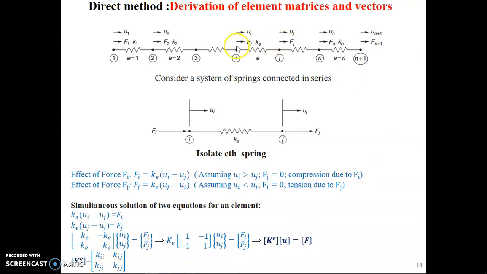Similarly, the stiffness coefficient matrix for each of the elements will be developed. For example, in case of the first element, E will be equal to 1, I will be equal to 1 and J equal to 2. So we will be getting K11, K12, K21 and K22.